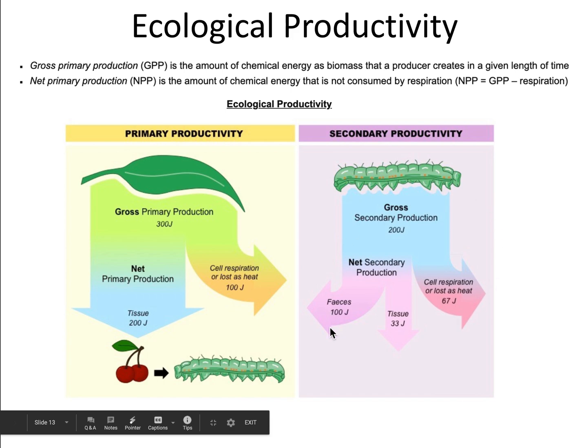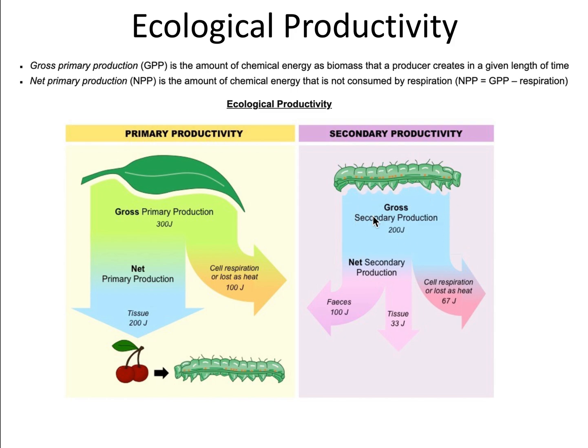So then if you go to secondary productivity, as it moves to the next trophic level, the primary consumer. So there was 200 joules that it consumed, but it lost 100 joules for its feces and 67 joules in heat doing cellular respiration to make ATP. So what it was left with was only about 33 joules from that cherry. So this is a little higher than 10%, but remember it's usually between 10 and 20%. So this is ecological productivity. Okay, so that's what's happening, and I want you to see that energy is flowing. It's not being recycled because it is lost and eventually becomes less and less and less.